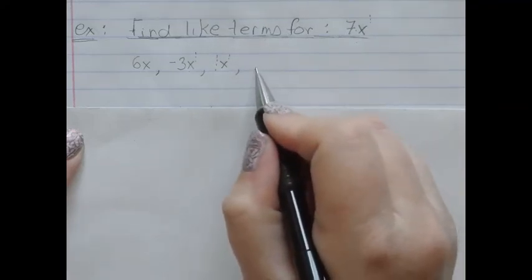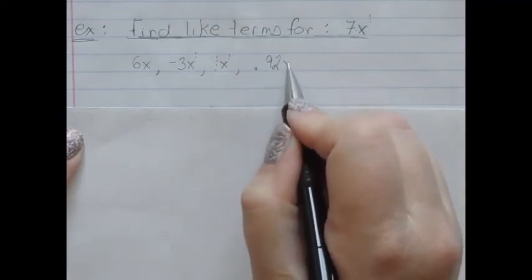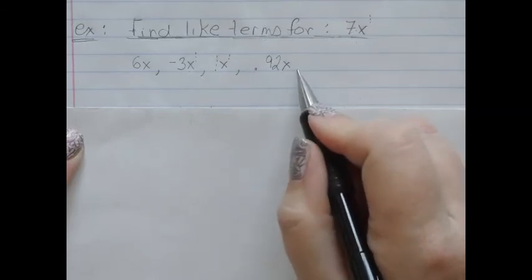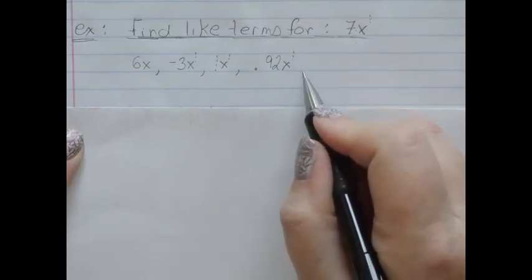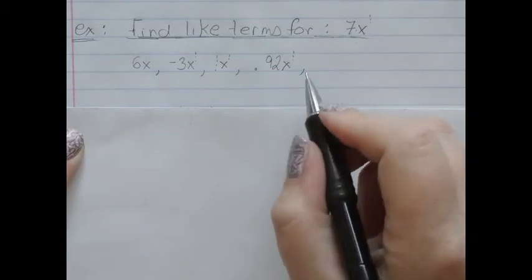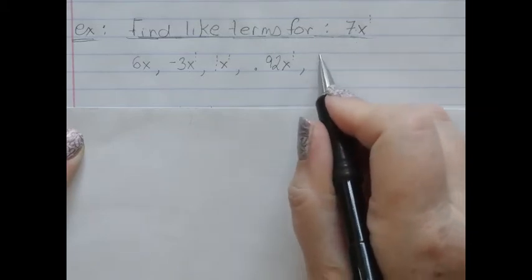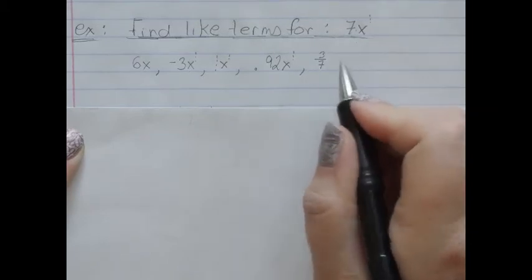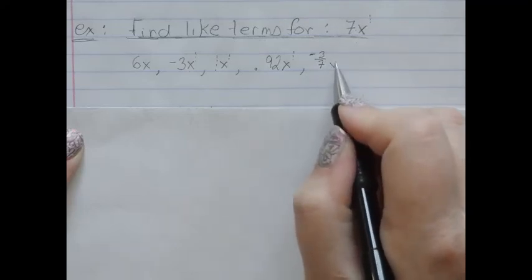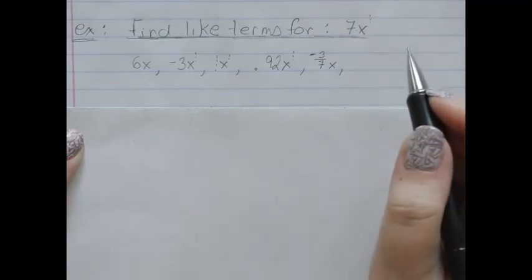So I could give you something like 0.92x. That's still a like term. Again, power is 1. I could give you something like 3 over 7x. You know what? Let's make it negative. There we go. That is also a like term.